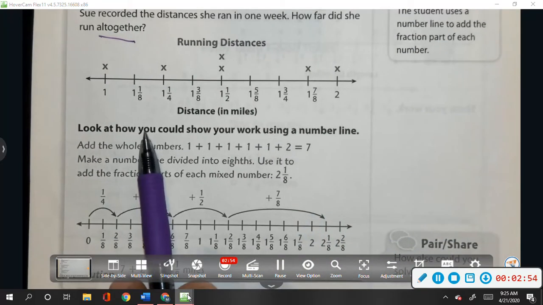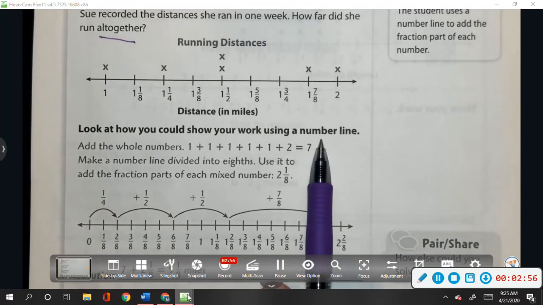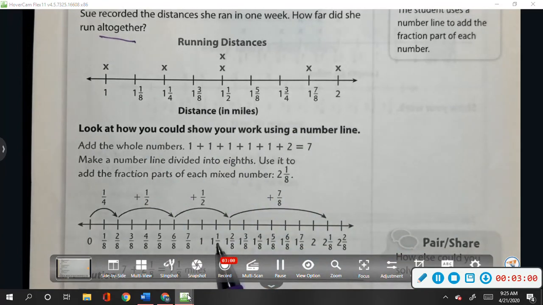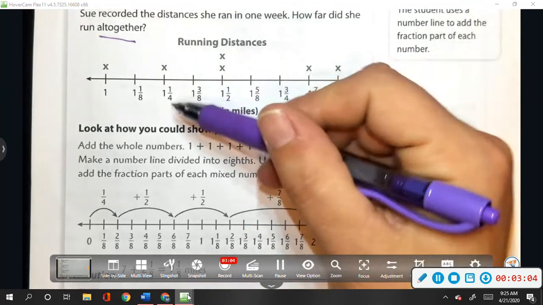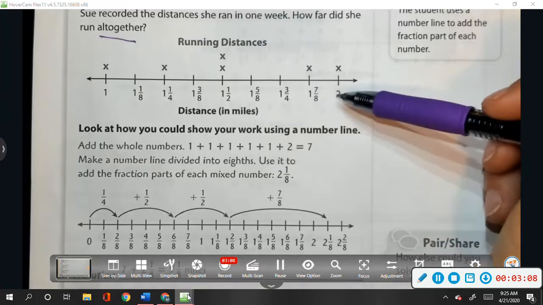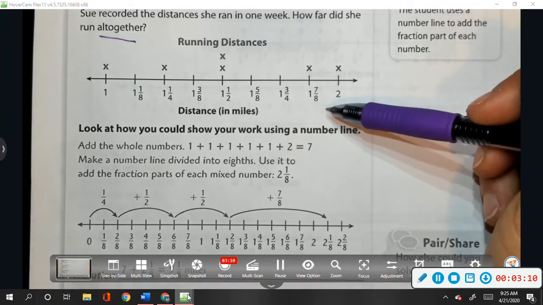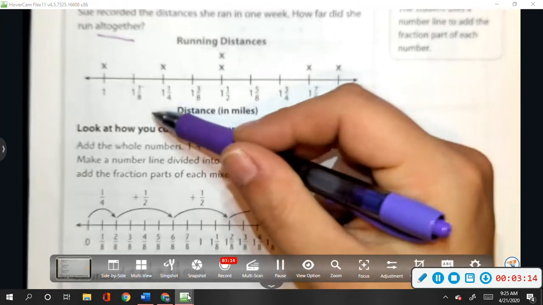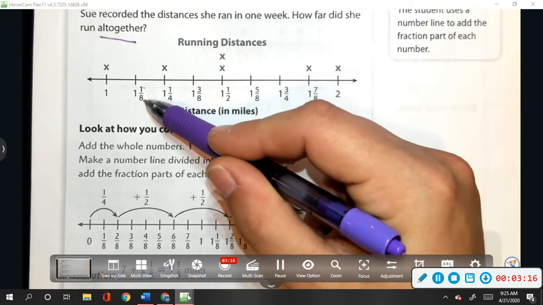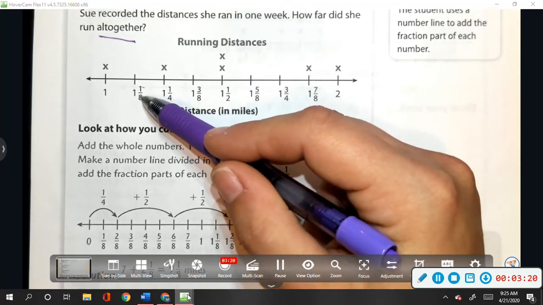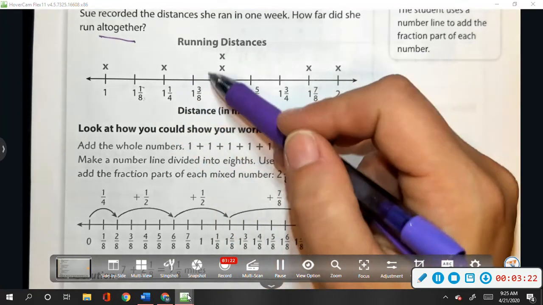It says to look at how you could show your work using a number line. So we're going to take this line plot and make it into a number line. And how we're going to do this is we're going to find the smallest unit fraction on our line plot. The smallest unit fraction is 1/8. And so we want all of our denominators to be an 8. And remember how we did this the other day and the day before? It can be real easy.